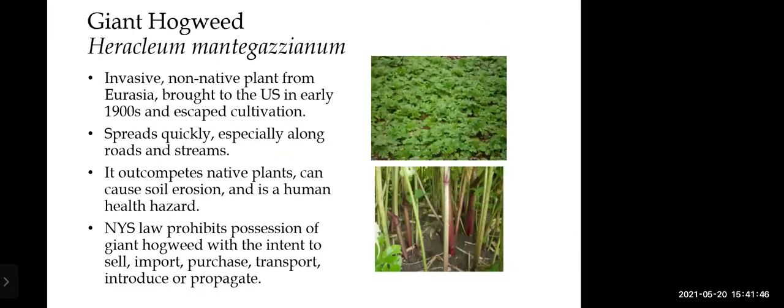So now we'll quickly cover giant hogweed identification and the DEC's giant hogweed control program. Giant hogweed is an invasive plant from Eurasia that was first brought to a botanical garden in Rochester as an impressive botanical specimen, and it has spread from there. It tends to spread quickly along roadsides and waterways, where it forms dense stands that outcompete native vegetation and cause soil erosion, in addition to being a hazard to human health. And it is against New York state law to knowingly possess, transport, or propagate this plant.